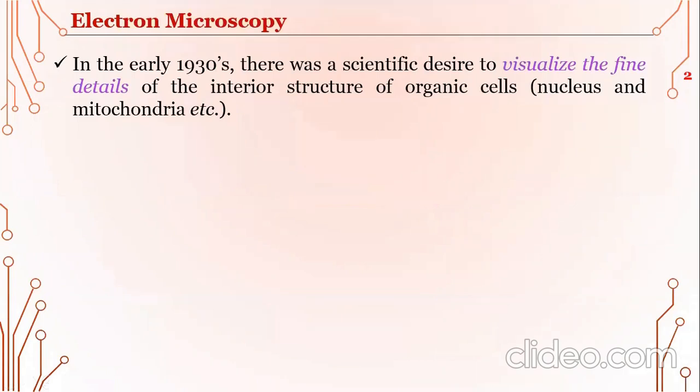In the early 1930s, there was a scientific desire to visualize the fine details of the interior structure of organic cells like the nucleus and mitochondria. Before that, the light microscope was there, but there was a need for more magnification. For that, electron microscopy was introduced.